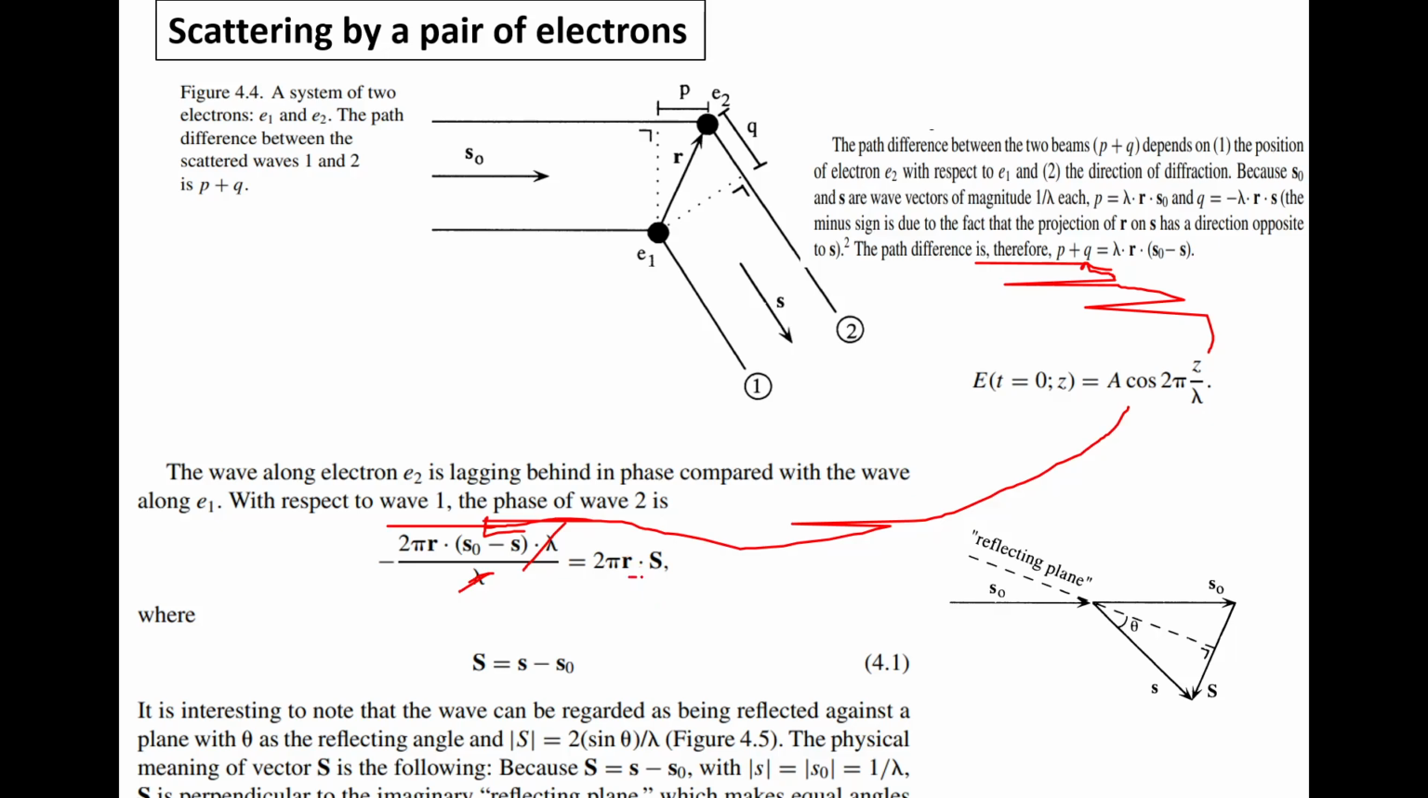Right, so this r dot s is a vector. And what is this s? This s is the result of the initial and the final scattering vector.